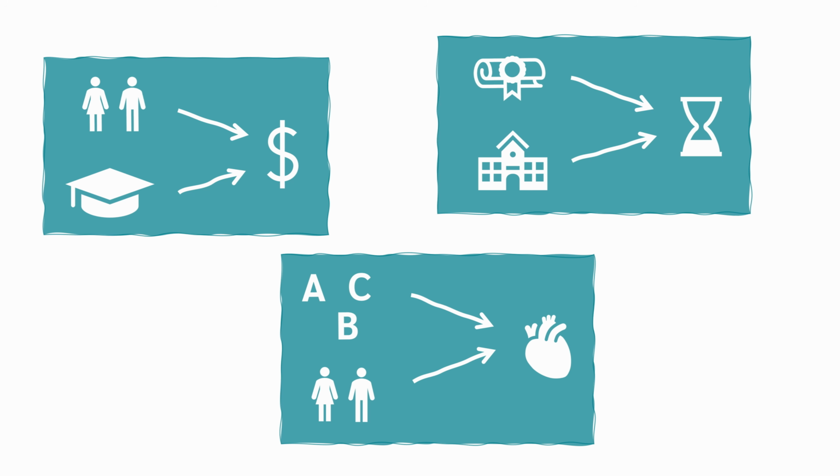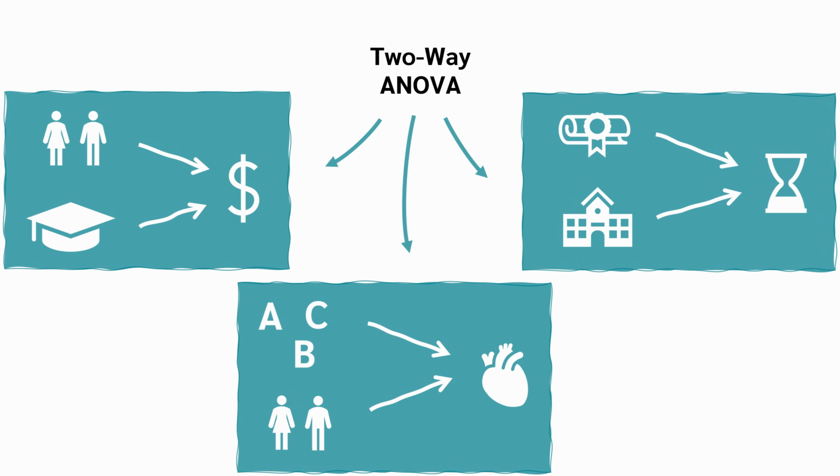Now we don't have one factor in all three cases, but two factors in each case. And since we now have two factors, we use a two-way analysis of variance.